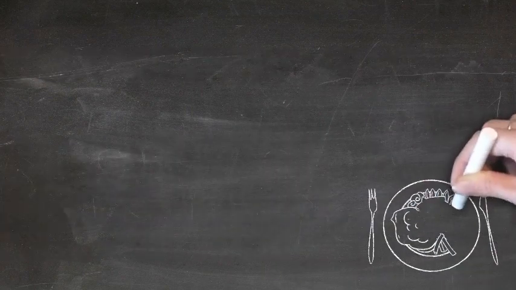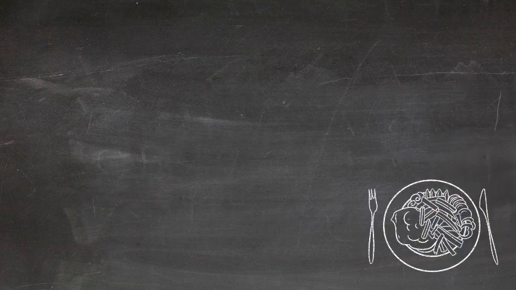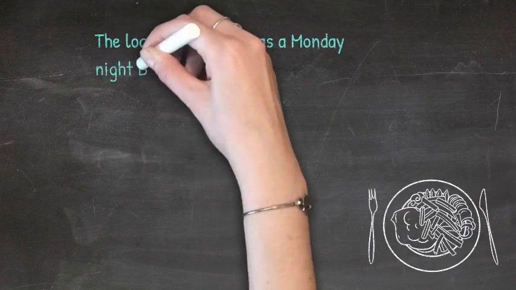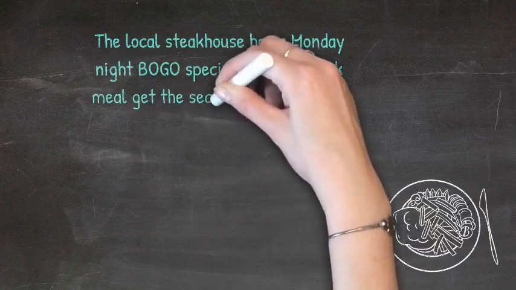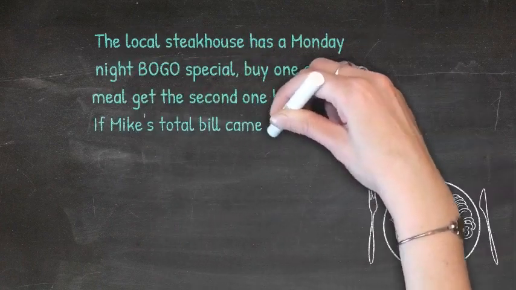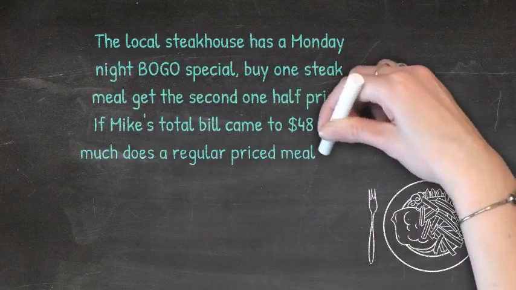The local steakhouse has a Monday night BOGO special. Buy one steak meal, get the second one half price. If Mike's total bill comes to $48, how much does the regular priced meal cost?